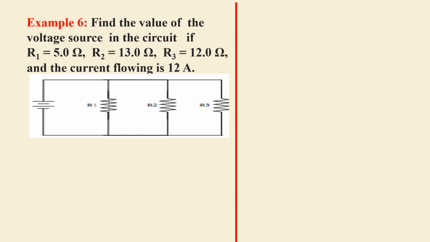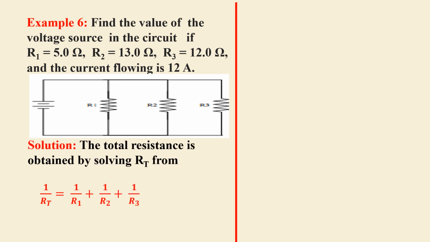Example number 6. Find the value of the voltage source in the circuit if R1 equals 5 ohms, R sub 2 equals 13 ohms, R sub 3 equals 12 ohms, and the current flowing is 12 amperes. Again, the connection is parallel, so we can solve for R sub total by using the formula 1 over R sub t equals 1 over R1 plus 1 over R2 plus 1 over R3.